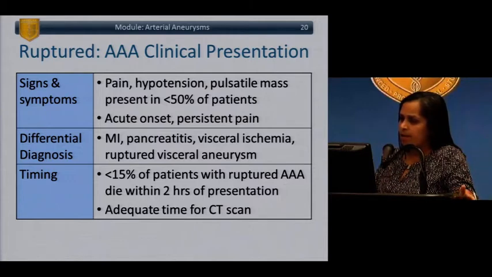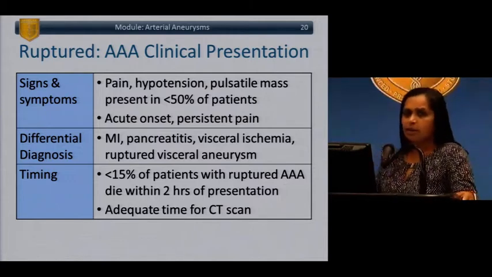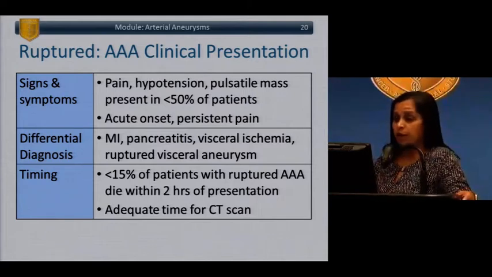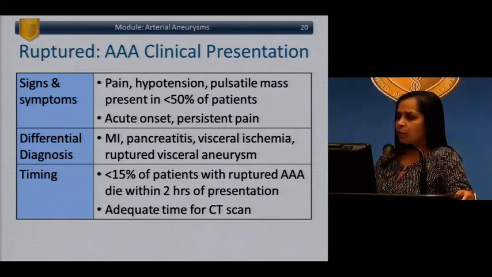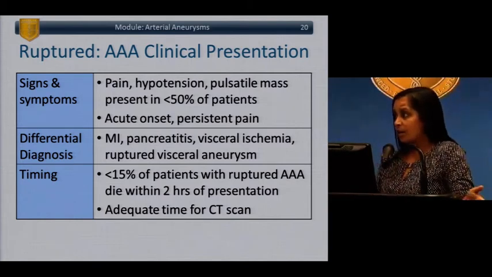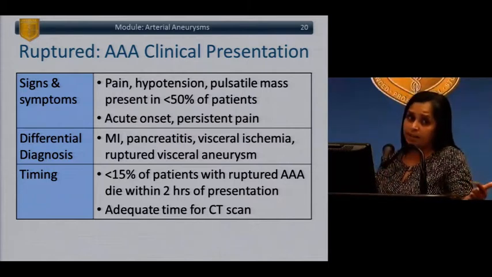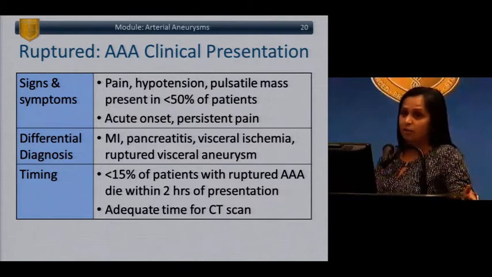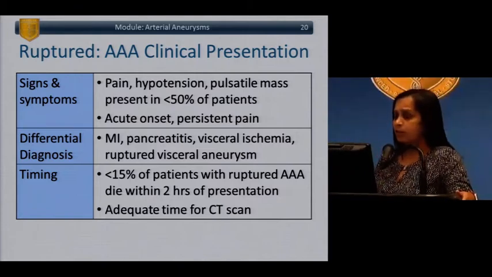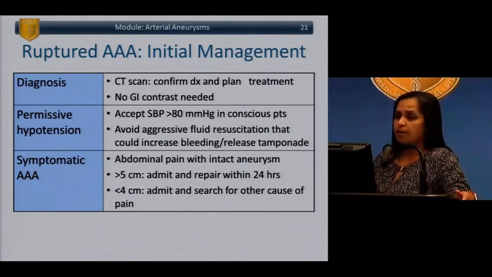The bottom line is that a CT scan is the key to diagnosing and helping you plan treatment for these patients. Less than 15% of patients that have a ruptured aneurysm and make it to the hospital die within 2 hours. So this does give you enough time to get a CT scan and to get the patient to the operating room, but not the luxury of time to sit around and wait and do an extensive diagnostic workup.